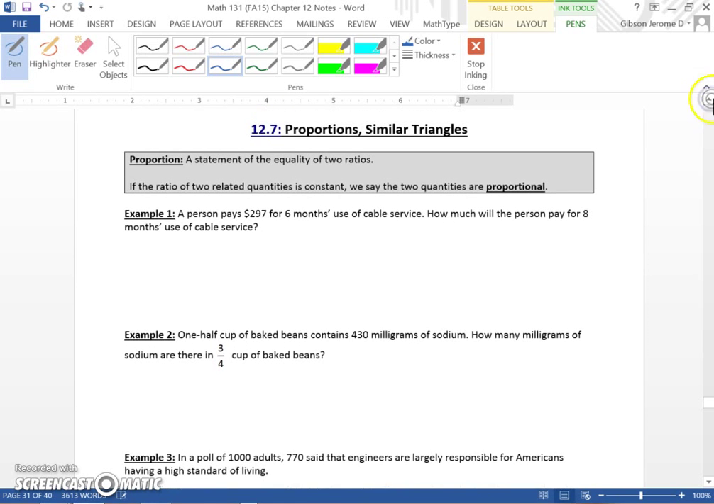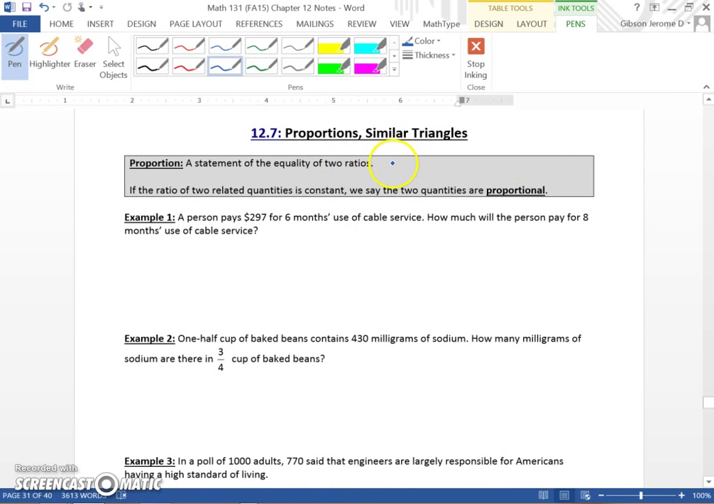Hello class, we're about to start section 12.7, proportions and similar triangles. Proportion: a statement of equality of two ratios. If the ratio of two related quantities is constant, we say the two quantities are proportional.